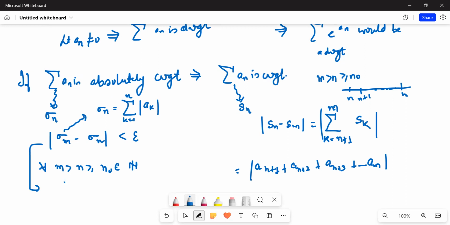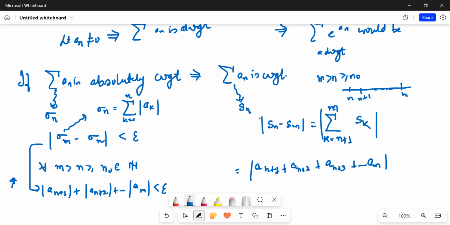So basically, sigma m minus sigma n is modulus an plus 1 plus modulus an plus 2 and so on, because summation an is given to be absolutely convergent. It implies that sigma n is a Cauchy sequence. If it is a Cauchy sequence, it implies modulus an plus 1, modulus an plus 2, up to modulus am can be made less than epsilon.